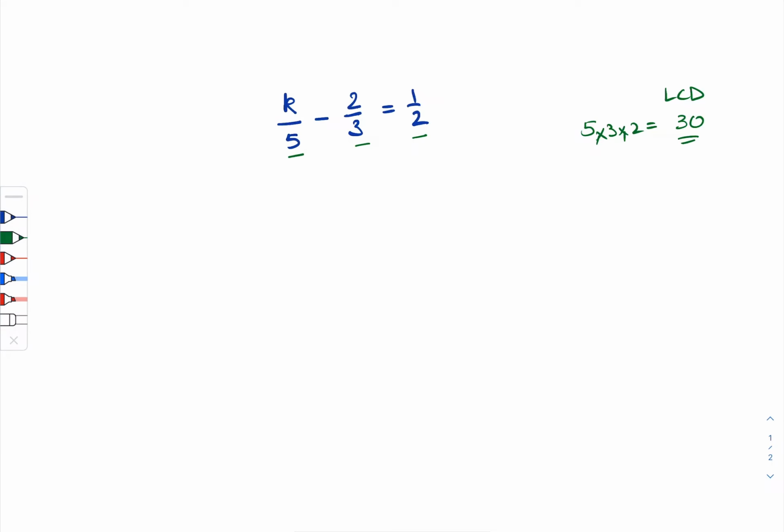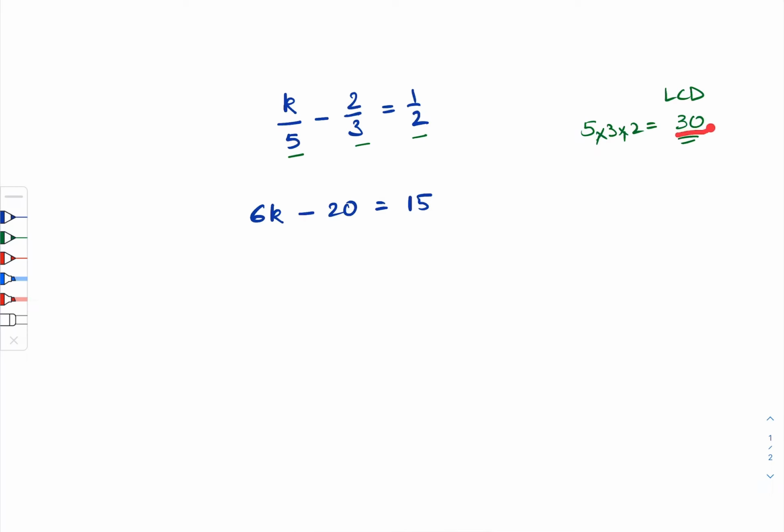All right. Now, once you know the lowest common denominator, simply ask yourself, how many times does 5 go into 30? Well, it's going to be 6, right? So multiply the k with the 6. And then ask yourself how many times does 3 go into 30? That's 10 times. So 10 times 2 is 20. And then 2 goes into 30 15 times. 15 times 1 is 15. And watch what happened. When I do that, the interesting thing is I just get rid of all the denominators.